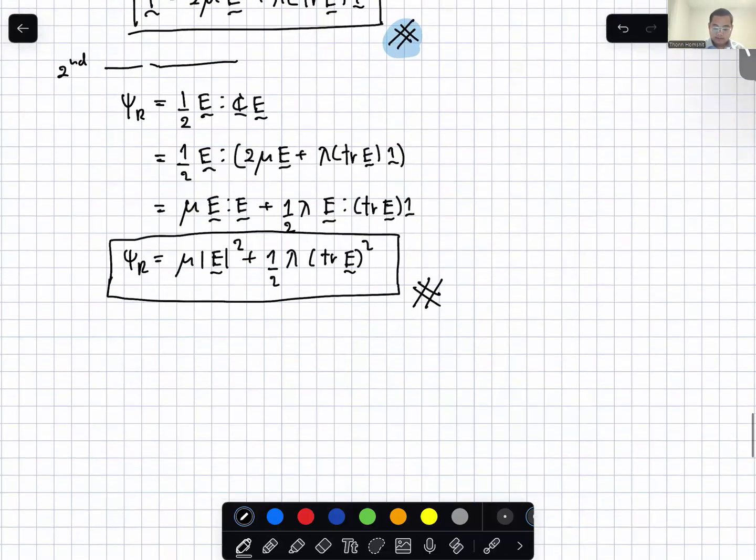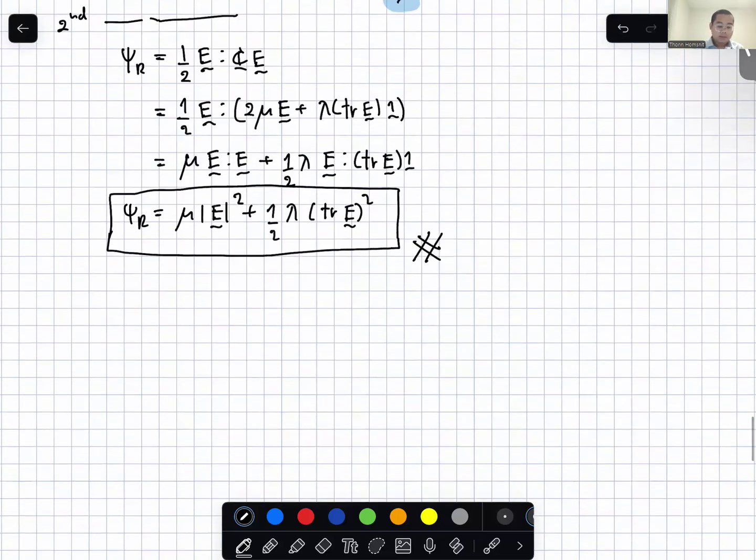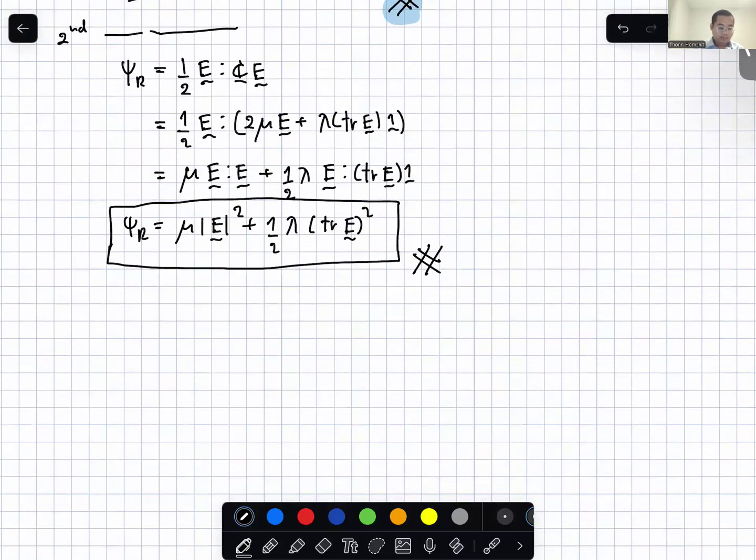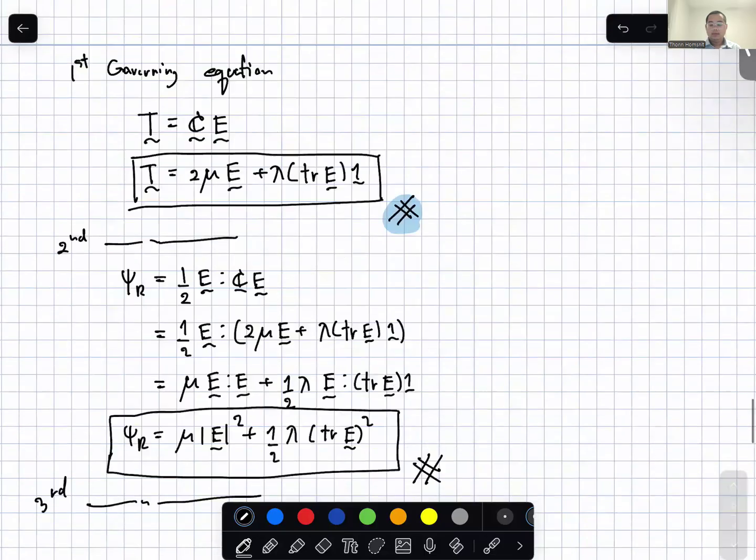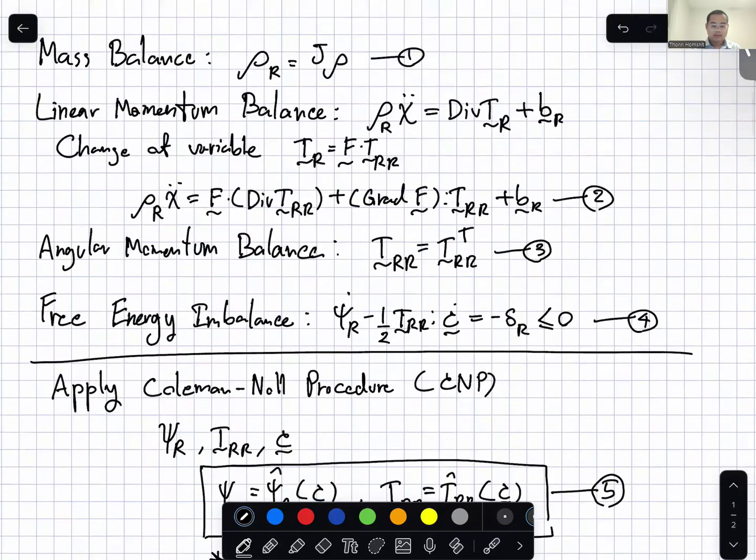So this is the free energy that has to satisfy the inequality. So this is the second governing equation. And the last one, the third governing equation, comes from going back to the second equation. It's just like the linear momentum balance, but we can use this form. It's okay as well because it's the same, we just change the variables.